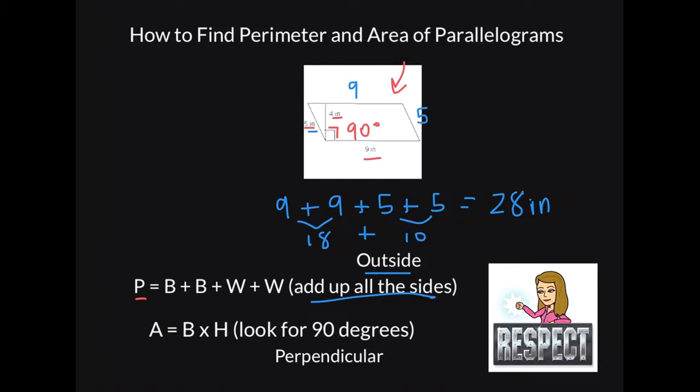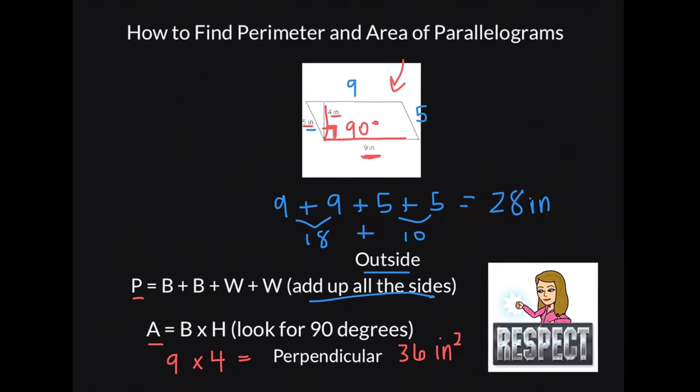Now let's try our area. Remember, I'm going to take my base, which in this case is 9 inches, times my height. Remember, I found this perpendicular angle earlier with that box. That's 90 degrees. This 4 and 9 create that 90-degree angle. So 4 inches is my height. So I'll take 9 times 4 to find my area, and that will give me 36 inches squared. Remember, we square our labels for area because we took 2 dimensions and multiplied them together. 36 inches squared for this area.